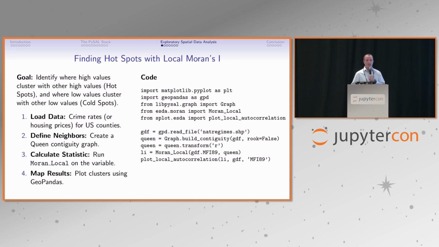So let's look at a simple example, looking at that income data we started with for the counties. The goal is to identify where high values cluster in space with high values and low values with low values, and these are so-called hot spots and cold spots, right? High-high and low-low. So you have to load the data sets, you have to define neighbors with the graph, you have to calculate the statistic, and then you want to visualize it. So on the right is the code, and subject to the imports, you get to your result with 5 lines.